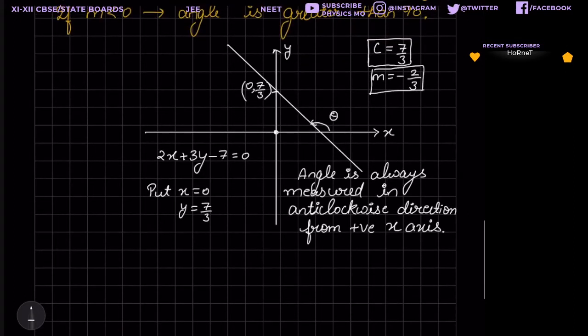This one. If you put y is equals to 0, then the value of x you are going to get is something like 7/2.